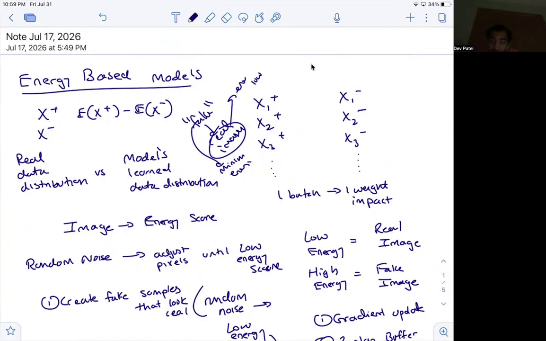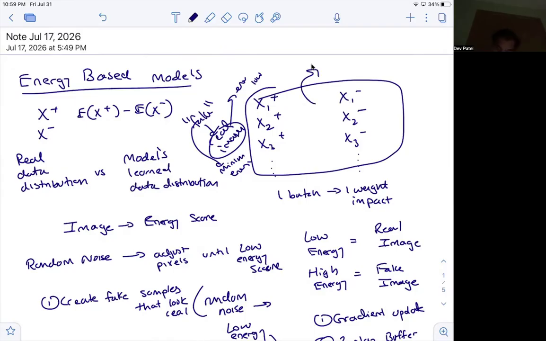They're going to adjust the image pixel by pixel. They're going to nudge each pixel, nudge the image such that the energy of that image is minimized, such that it looks like a real image. And so now we have a positive image and a negative image. The positive image is the real image from the training set, and the negative image is the fake image that the model generated that looks like a real image. And so we have these positive-negative pairs.